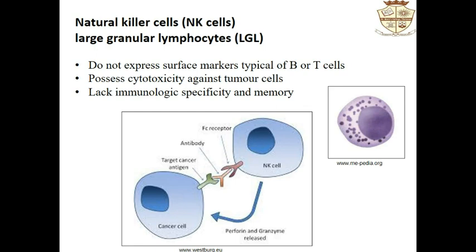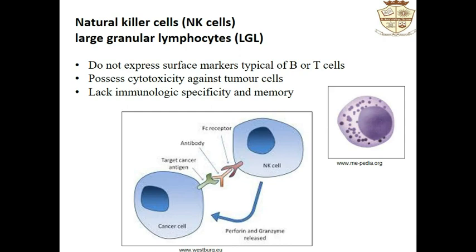Next, natural killer cells, or NK cells, or large granular lymphocytes, or LGL. These are large granular lymphocytes that do not express surface markers typical of either T lymphocytes or B lymphocytes. They possess cytotoxicity against a wide range of tumor cells. These cells are not antibody dependent or MHC restricted. They lack immunological specificity and memory.